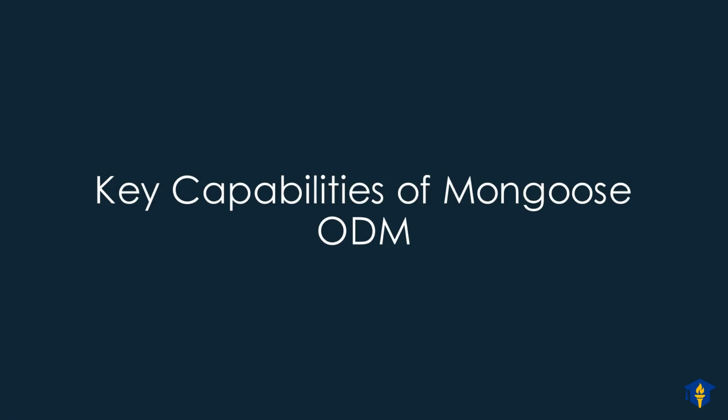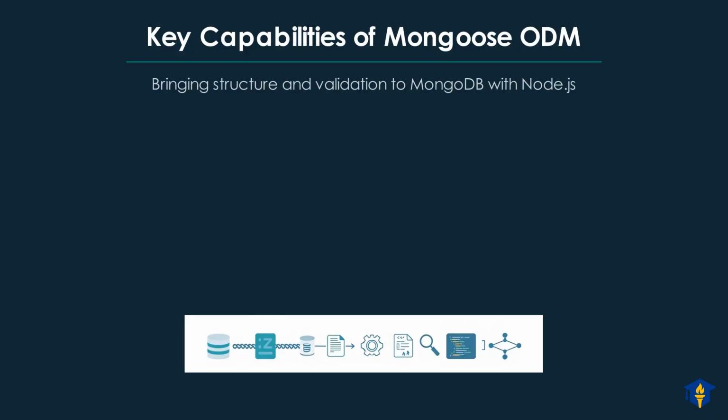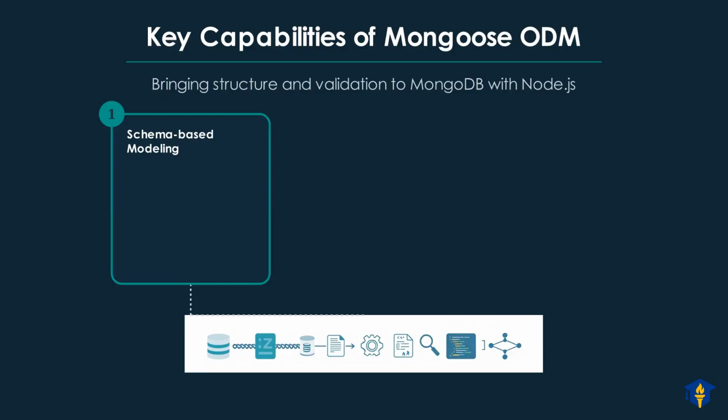a powerful tool for MongoDB. Mongoose brings structure and validation to MongoDB, especially when working with Node.js applications. One core capability is schema-based modeling, which helps define the structure of your data. This feature defines the structure for MongoDB documents, ensuring your data adheres to a consistent format. By enforcing a schema, Mongoose ensures consistency and reliability across all your database data.